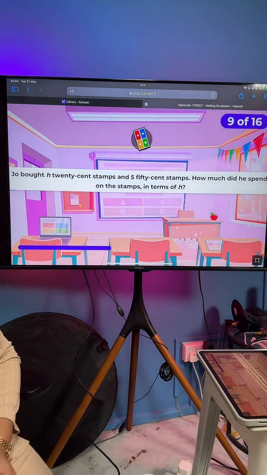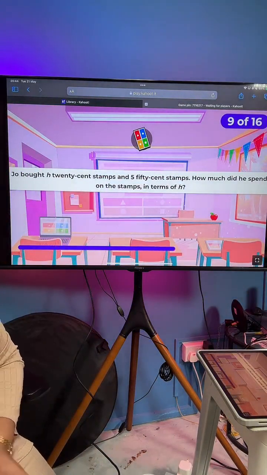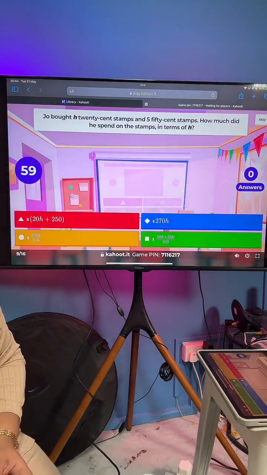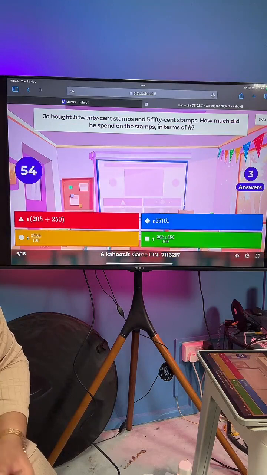This is on algebra. Joe bought H 20-cent stamps and 5 50-cent stamps. How much did he spend on the stamps in terms of H? Look at your own screens, okay?